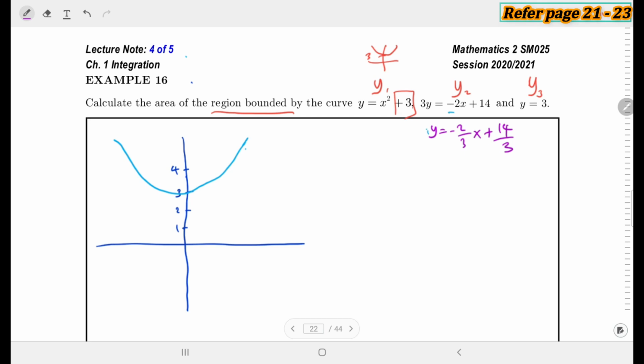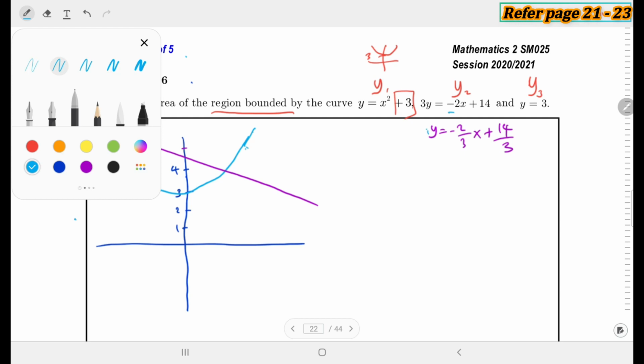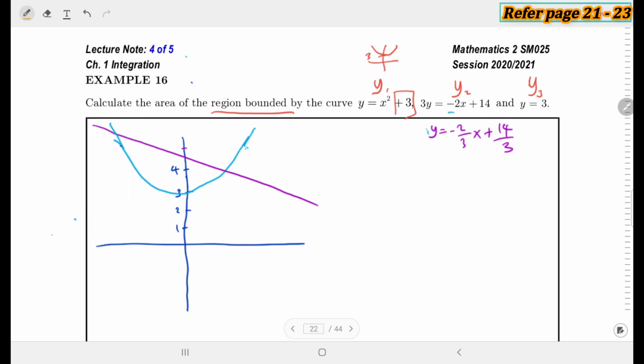We know the intercept will be at 14 over 3, that is about 4.7, so let's say here is 5. Just a simple sketch. The last one is y equals 3, in orange. So this is y equals 3, this one is 3y equals negative 2x plus 14, while this one is the quadratic, y equals x squared plus 3.